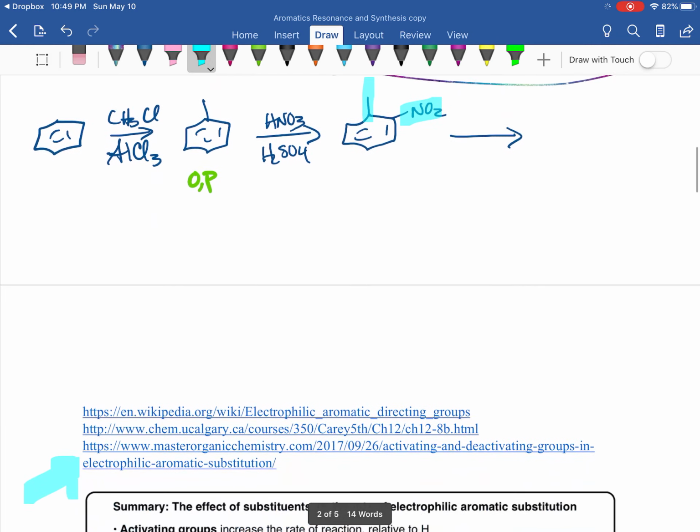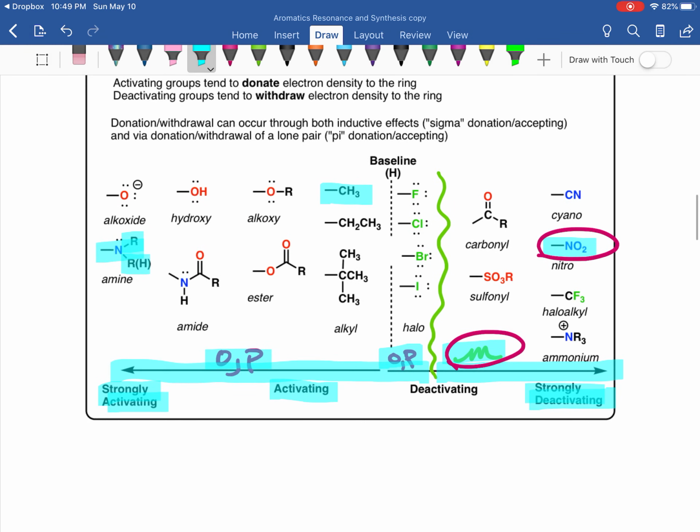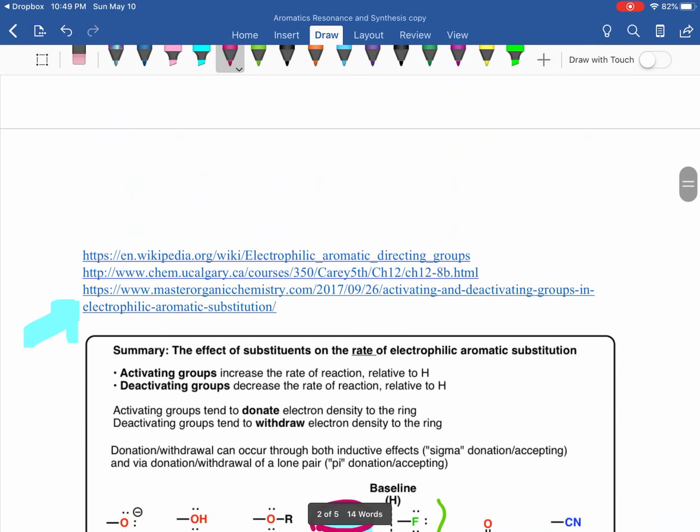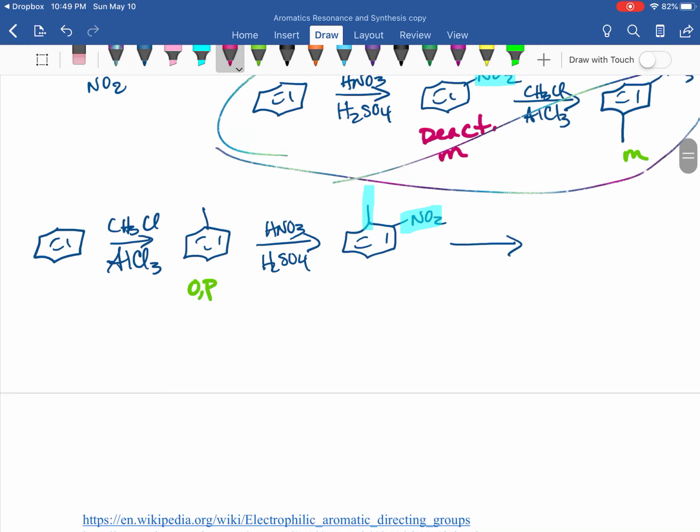Okay, now you have 2 groups. Well, son of a motherless goat. How do you read the table if you've got more than one group? Strongest one wins. Let's go to our table, and we're going by strength. So our methane is kind of in the middle, but our NO2 group is way down here, strong. So NO2 is going to win.